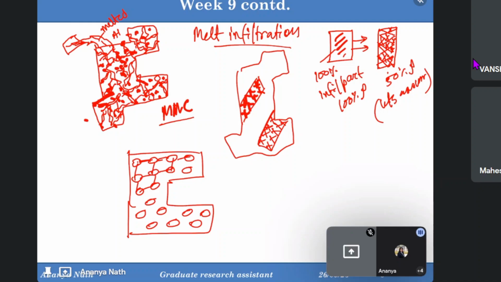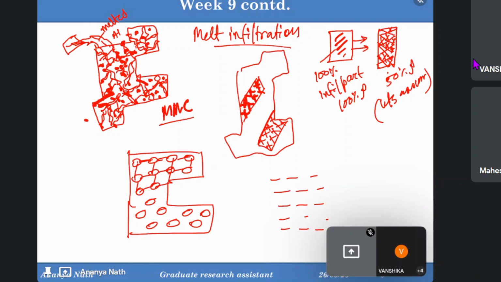Otherwise they cannot be seated there, because this is a picture where I'm showing a 2D image. This will be stacked like this inside the mold, and this is where the aluminum metal will be poured. So do you understand what I'm trying to say? Yes, ma'am, I'm able to understand.